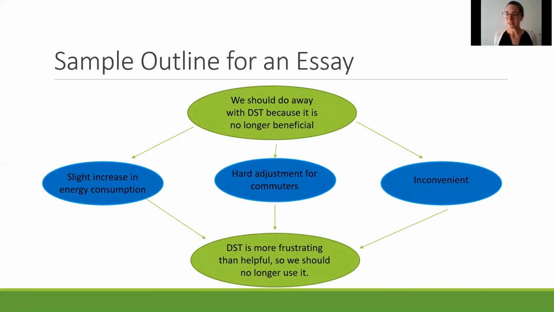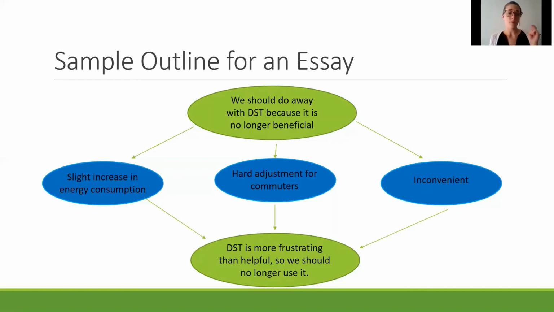So here's another example using a sort of graphic organizer. This is a very simple outline that I completed. And you can see, again, the idea of the 2 sandwich bread pieces with the 2 green circles, and then my 3 body paragraphs in the middle. So I started with my main argument, and this time I took the opposite approach. I said we should do away with DST because it is no longer beneficial. Well, I need to provide 3 reasons for why I believe that.